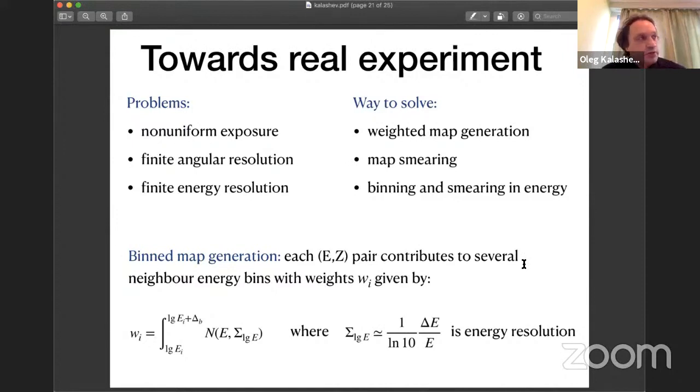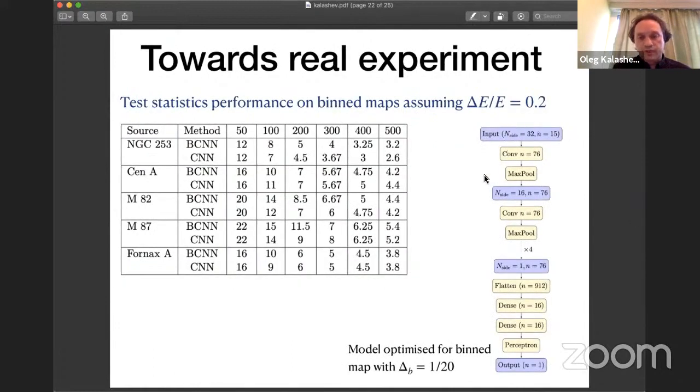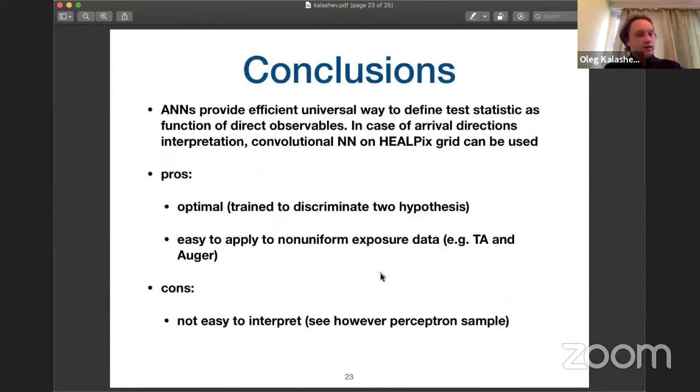But we found a way to compensate for this problem by introducing binning. In addition to smearing in energy, we introduced binning in energy. So we were able to take into account the fact that the deflection patterns are different for different energy bins. So when we're using binned energy maps, now the model is slightly different. It takes many maps as input. And for this kind of model, we get roughly the same numbers, slightly worse than we had before. So my conclusion is that we can apply this analysis to real experimental data.